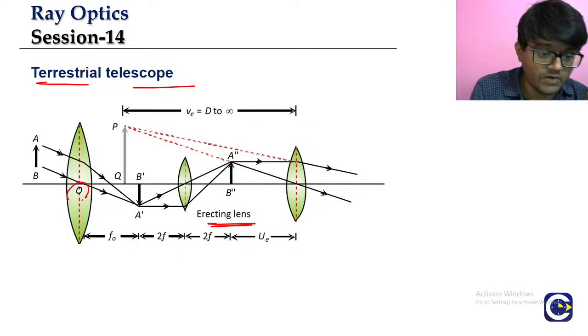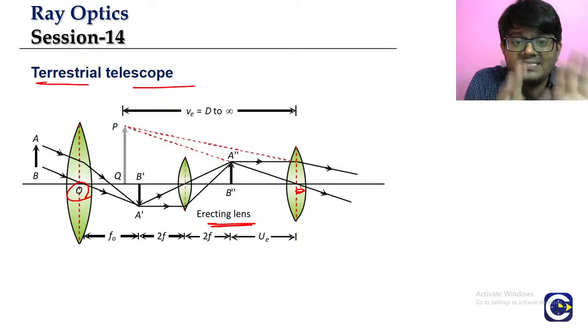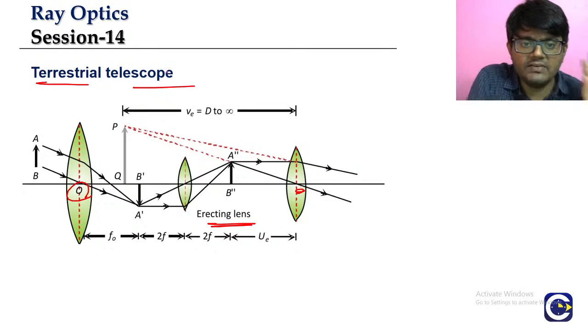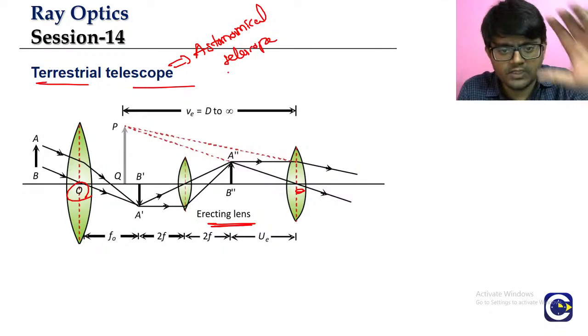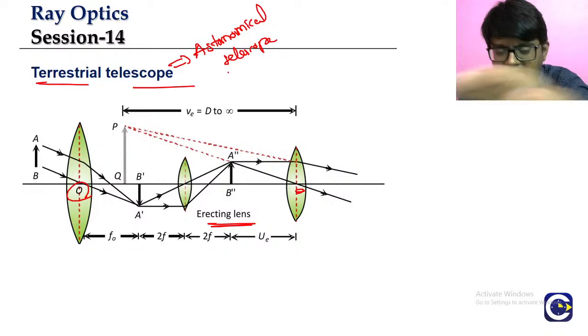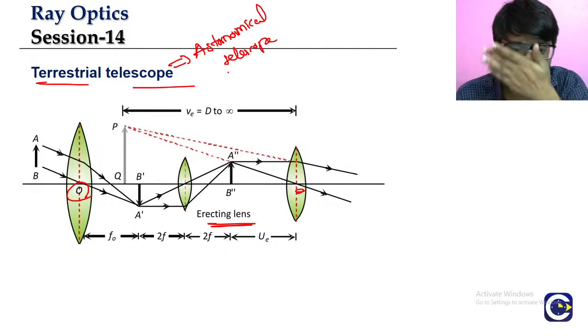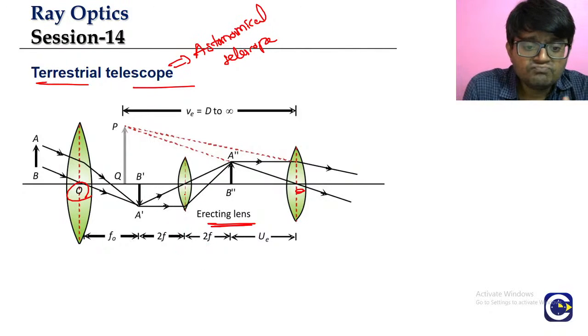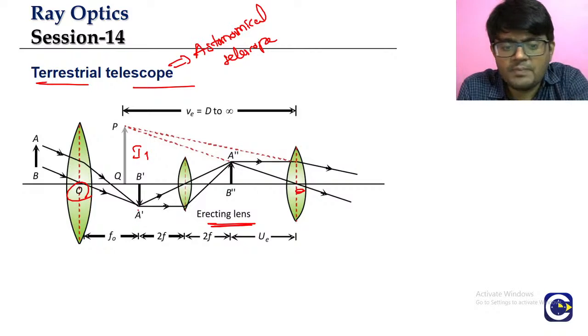See, already we have an objective, we have an eyepiece, everything. So in the terrestrial telescope, everything is as it is, as we have seen in the astronomical telescope. We have the objective with large focal length and large aperture, and the eyepiece with comparatively small focal length and small aperture. Everything is the same. Now the image I1 by the object is formed at some point.